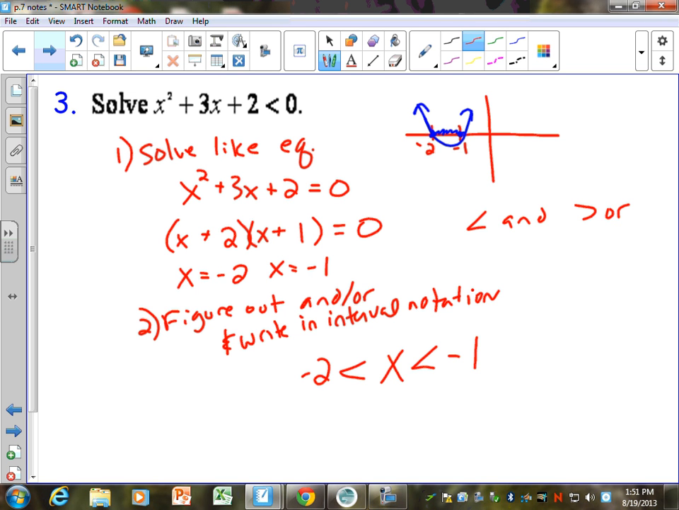Here. If that had an equal to sign underneath it, then my answer is going to be included. But technically, this would be like a dotted line if I really graphed it. So I think your answer here should just be -2 to -1.